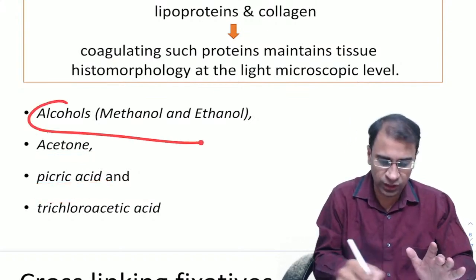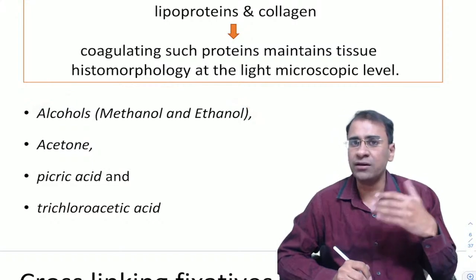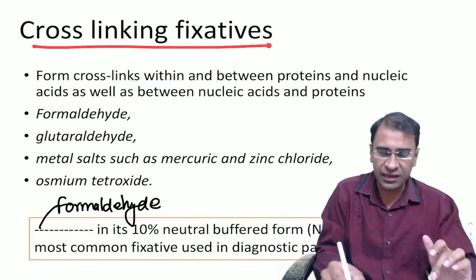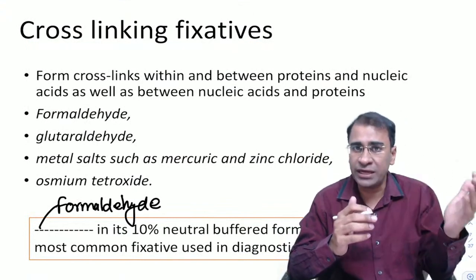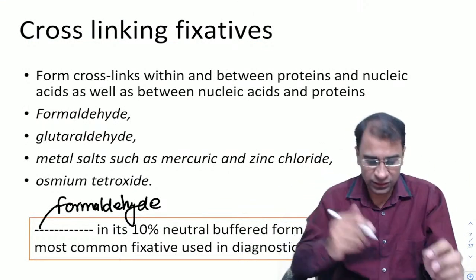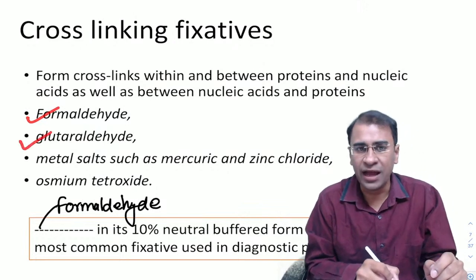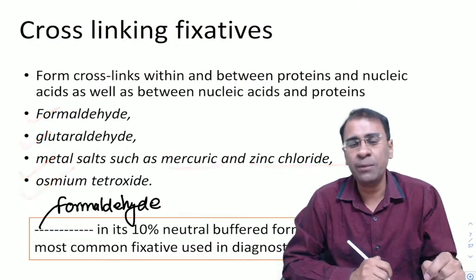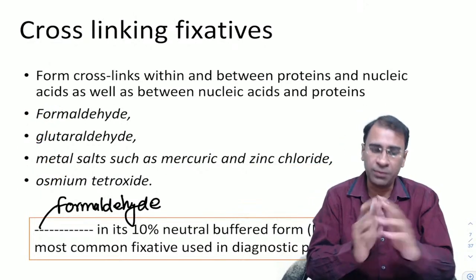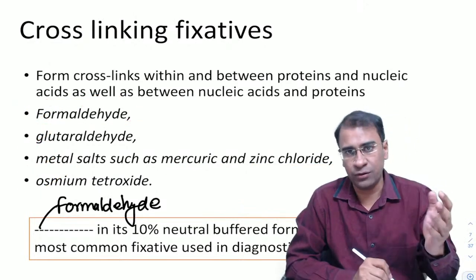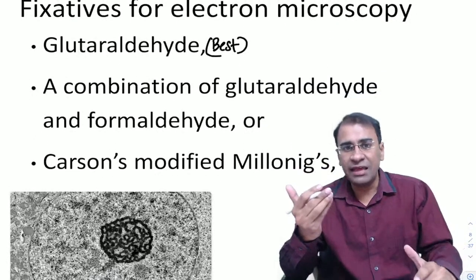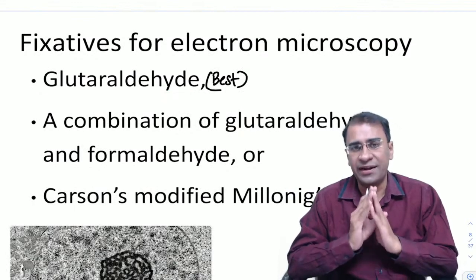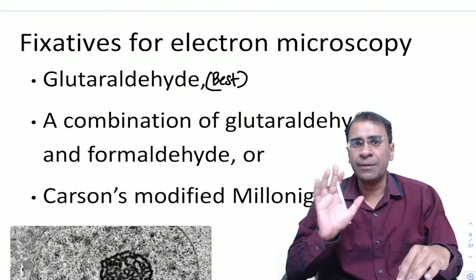Questions have been asked on alcohol being a type of coagulant fixative. Next, a question recently asked last year was on cross-linking fixatives. They cross-link the protein and the DNA. Examples are formaldehyde, glutaraldehyde, metal salts like mercuric and zinc chloride, and also osmium tetroxide. But the most common is the first one, formaldehyde. Then we talk about the EM fixative. The best answer is glutaraldehyde.